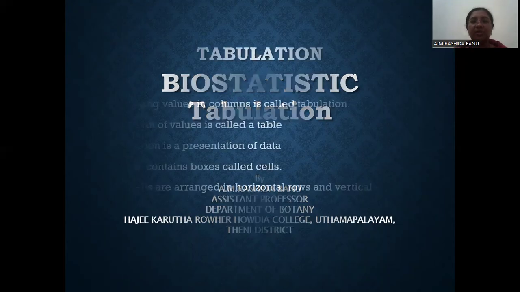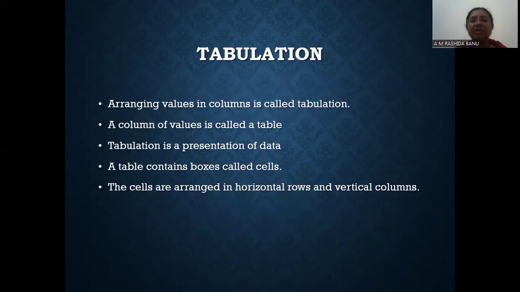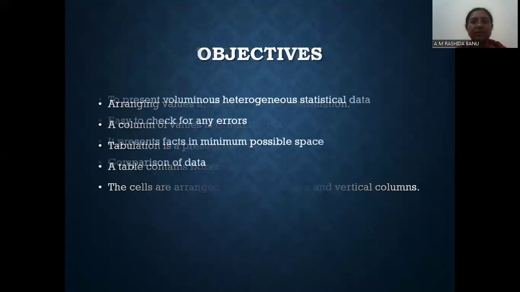So this topic is tabulation. Tabulation is nothing but arranging values in columns. A column of values is also called a table. Tabulation is a presentation of the data in a very precise and easy manner. A table contains boxes called cells. These cells are arranged in horizontal rows as well as vertical rows.